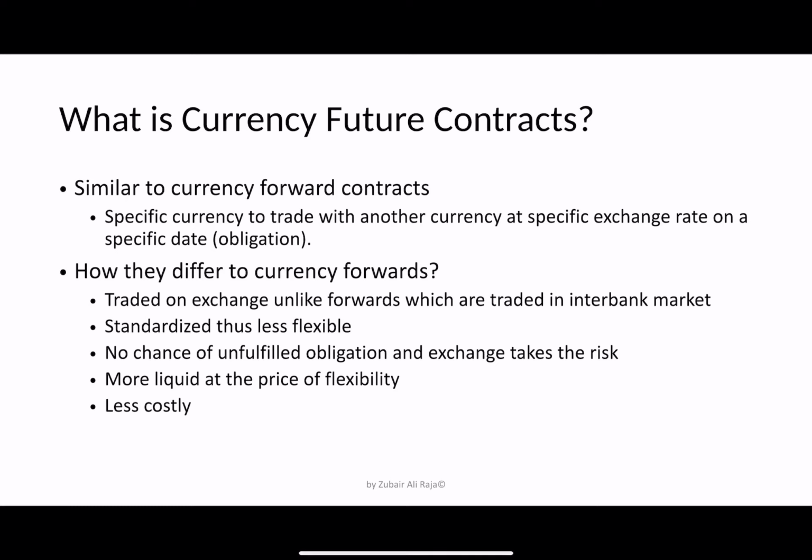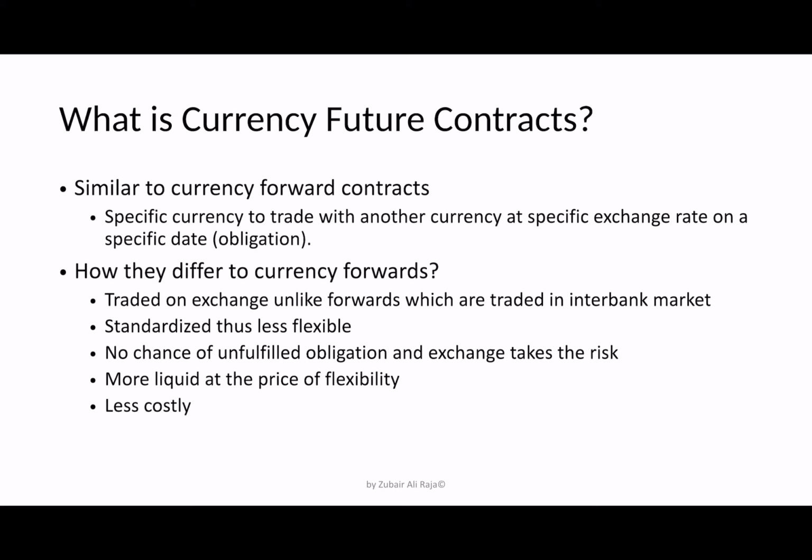So future contracts are similar to forward contracts. The purpose is actually the same: to buy a specific currency by exchanging another currency at a specific exchange rate on a specific date. And it's an obligation as well. Once you enter into a future contract, you cannot simply back off like what happens in the forward contract.